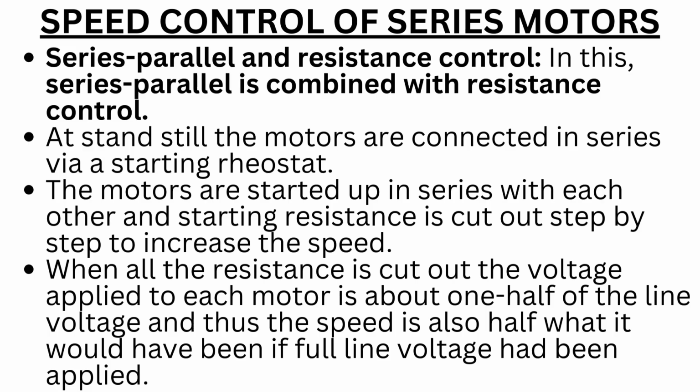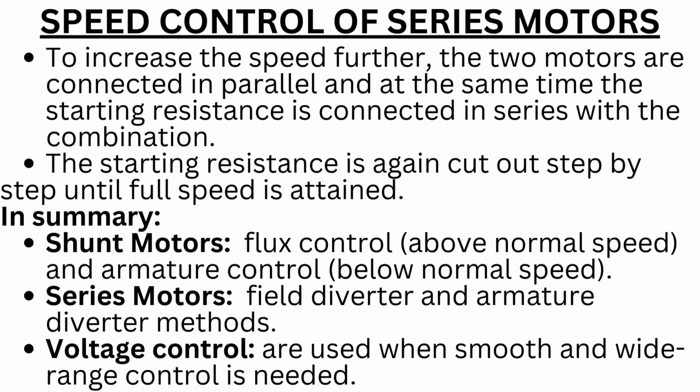Now let us look at series parallel and resistance control. In this, series parallel is combined with resistance control. At standstill, the motors are connected in series via a starting rheostat. The motors are started up in series with each other and the starting resistance is cut out step by step to increase the speed. When all the resistance is cut out, the voltage applied to each motor is about 1/2 of the line voltage, and thus the speed is also half what it would have been if full line voltage had been applied. To increase the speed further, the two motors are connected in parallel and at the same time the starting resistance is connected in series with the combination. The starting resistance is again cut out step by step until full speed is attained.